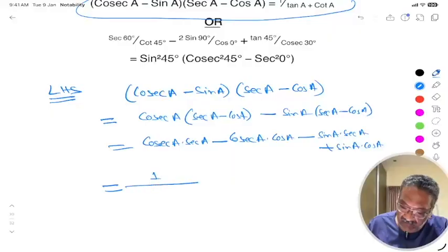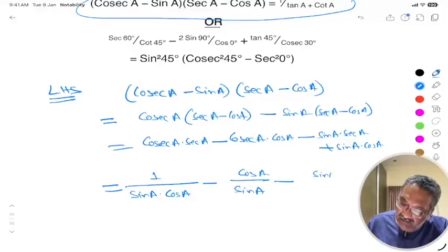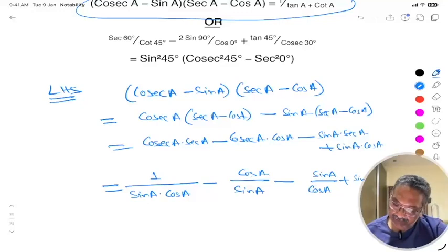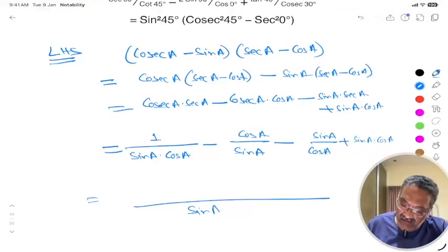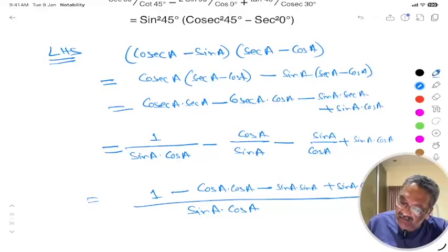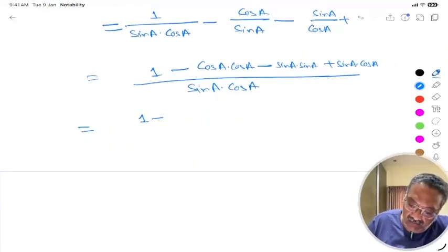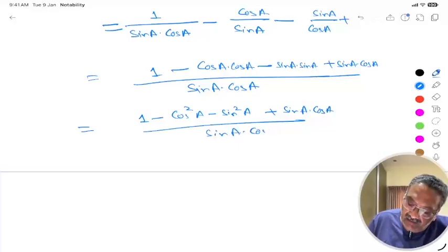I have got this becomes 1 by sin A into cos A minus cos A by sin A minus sin A by cos A plus sin A into cos A. Let us take LCM. LCM will be sin A into cos A. Numerator is 1 minus cos A into cos A minus sin A into sin A plus sin A into cos A. Alright. So this is equal to 1 minus cos square A minus sin square A plus sin A into cos A divided by sin A into cos A.